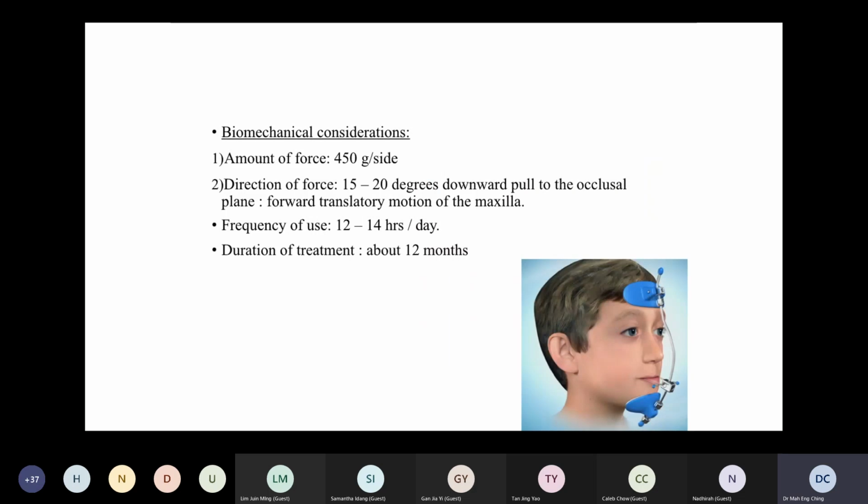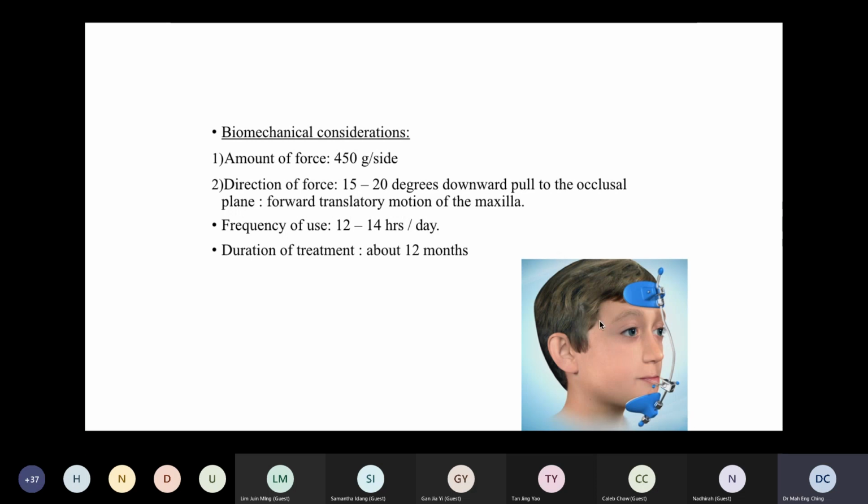So, biomechanical considerations. We talk about the amount of force, because you are trying to move the maxilla forward or backward, so the force must be high enough. We are talking about 400 and above. For this reverse headgear it is 450 grams per side. Then the direction of force is a 15 to 20 degree downward pull to the occlusal plane, which gives a forward translatory motion of the maxilla.